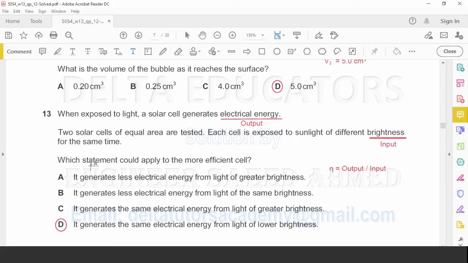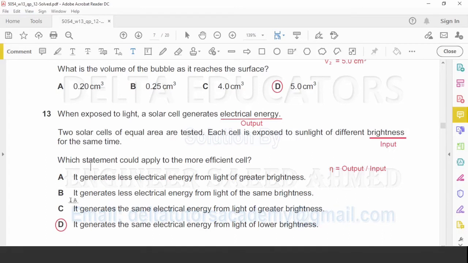Option A, it generates less electrical energy from the light of greater brightness. Option B, it generates less electrical energy from light of the same brightness. In both the options, it is given that it generates less electrical energy. If we get less electrical energy, it means output is less. When the output is less, the efficiency will be less. So A and B are not the possible options.